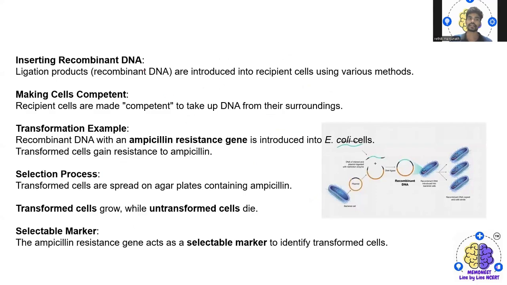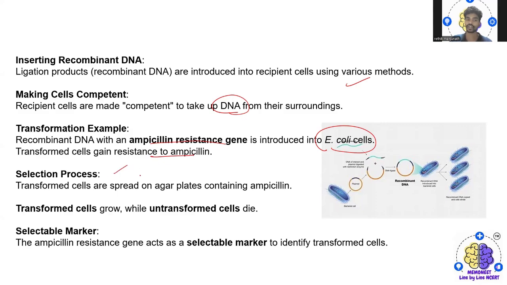So one thing is inserting recombinant DNA. Whatever recombinant DNA is there is introduced into the host cell using various methods, making the cell competent. Recipient cells are made competent to take up DNA from the surroundings. Then transformation: recombinant DNA with an ampicillin resistance gene is introduced into E. coli. Then they have been transformed.